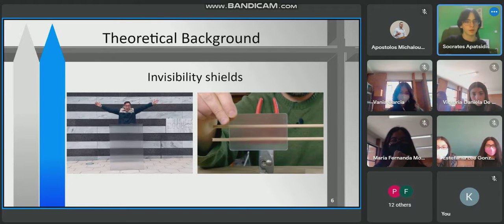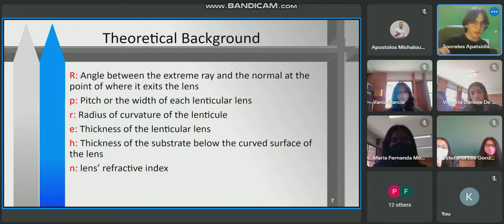Now, the other use is, of course, invisibility shields, the more fun one, because objects with direction perpendicular to the one of the lenses seem to disappear, like the legs of this man or this tool, but objects with direction similar to the one of the lenses seem to remain the same, like the sticks and the lines.